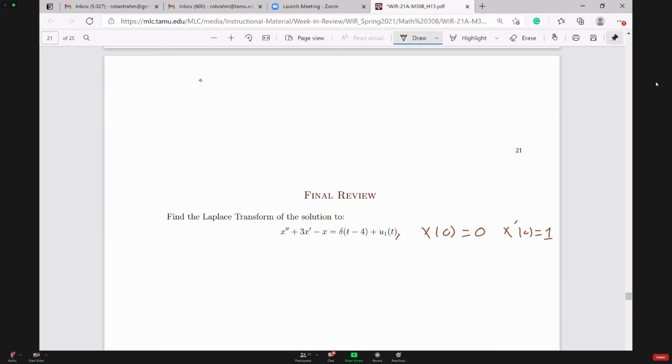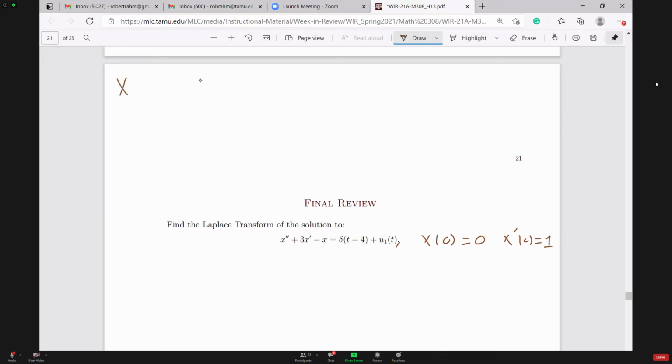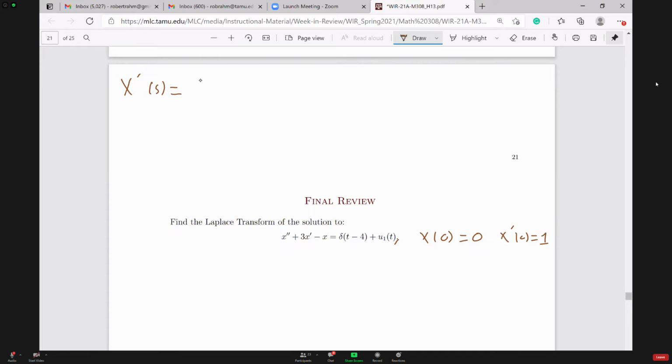I'm going to need to know what the Laplace transform of x prime is. So somebody tell me what the Laplace transform of x prime is. X of s minus x of 0. Yeah, exactly. s times x of s minus x of 0. Perfect. And what about the Laplace transform of x double prime? S squared x of s minus s times x of 0 minus x prime of 0. Yeah, perfect. There's a lot of letters.